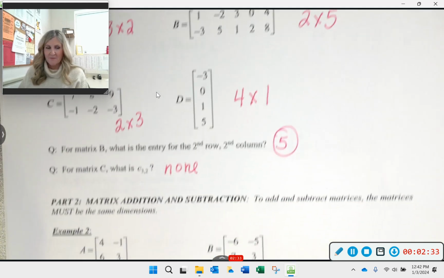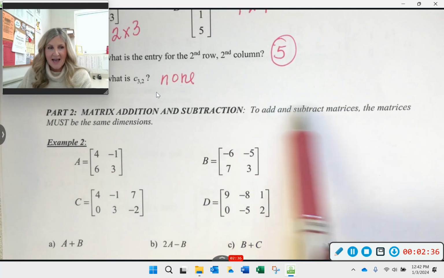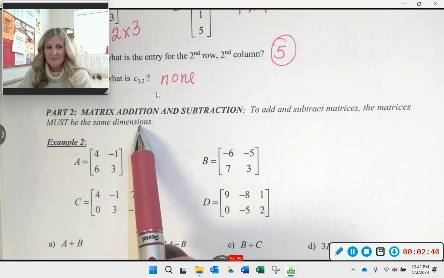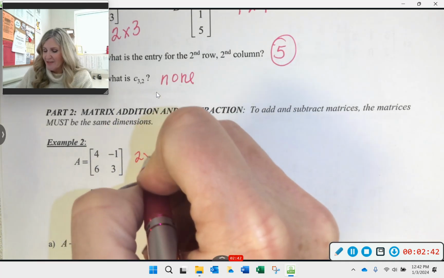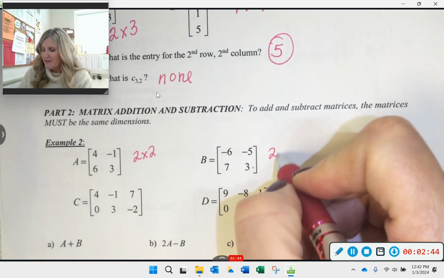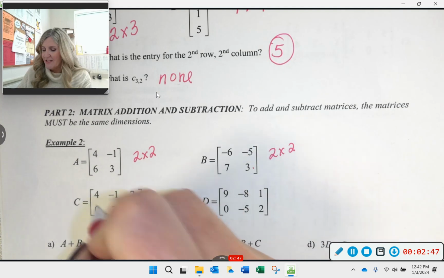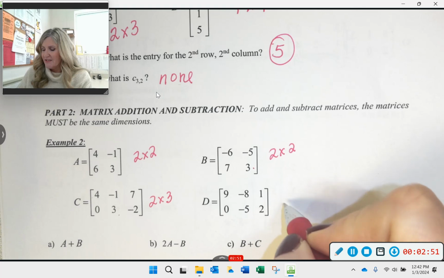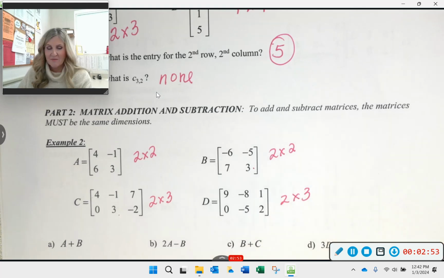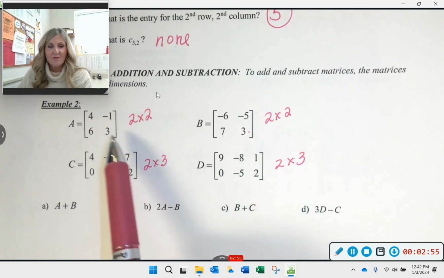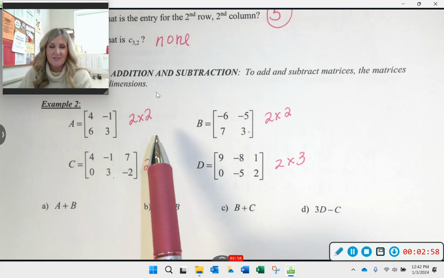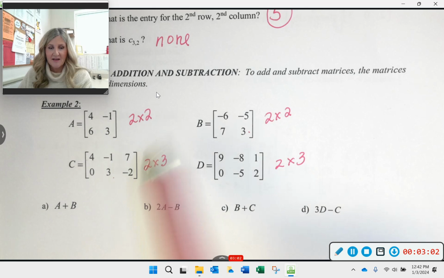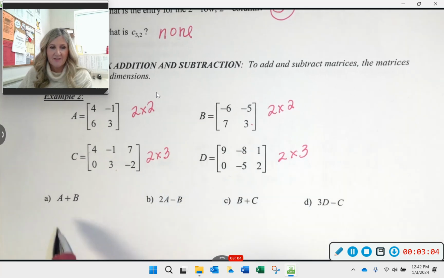There's no value there. Okay, to add and subtract matrices, the matrices must have the same dimension. So matrix A here is a 2 by 2 matrix. Matrix B, 2 by 2. Matrix C is going to have 2 rows, 3 columns. Matrix D is going to have 2 rows, 3 columns. So therefore, we're only going to be able to add those matrices that have the same dimensions. Those can be added. These cannot be added. Let's go ahead and do it.